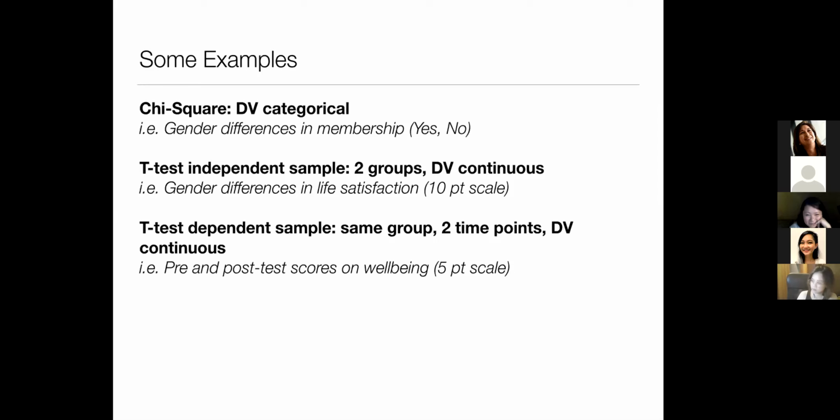And then you have two types of t-tests. Independent samples, meaning there are different people in the different groups: male and female, freshmen and sophomores, young and old, member and not member, dead and alive. And your DV is continuous. T-test dependent sample is the same group at two time points, pre and post test. When you're doing cohort studies, it can be age 5 and age 10, but it's the same group.